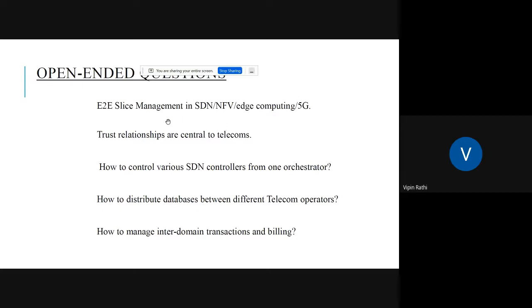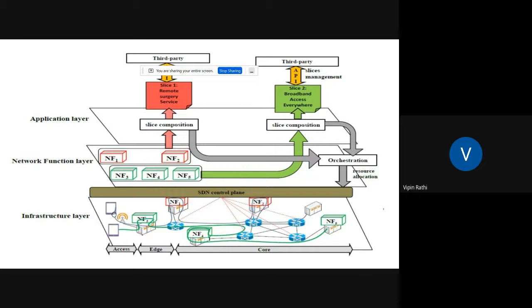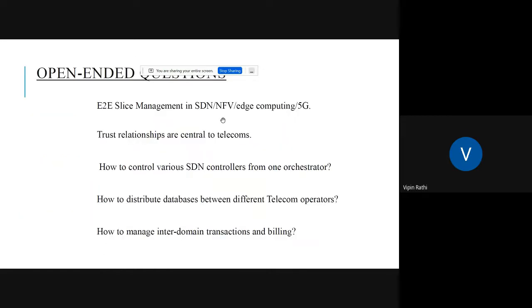So, end-to-end slice management. There's end-to-end communication we need, right? And how can we manage it, and through what? This end-to-end slice management is only possible through orchestrators. For example, Kubernetes is a kind of orchestrator which manages multiple distributed workloads. Trust relationships are central for all telecoms, whether it's Jio or Airtel. They cannot share data as such, because there is always a trust relationship between them.